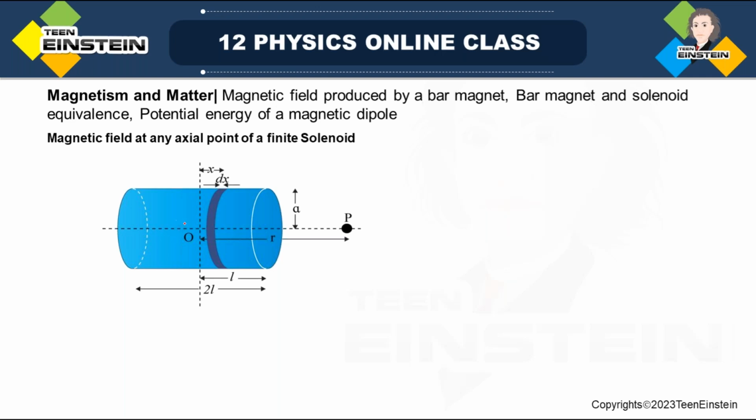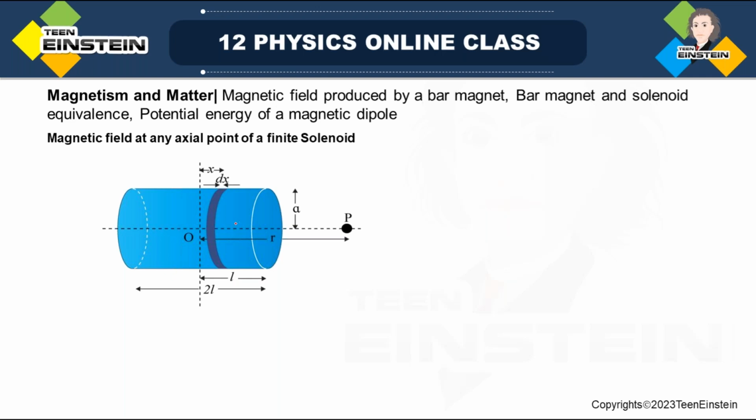So what we are trying to see now mathematically is this: if I show that the axial magnetic field produced by a solenoid is exactly the same as that of the bar magnet, then I can be sure that a solenoid will act as a bar magnet or vice versa.